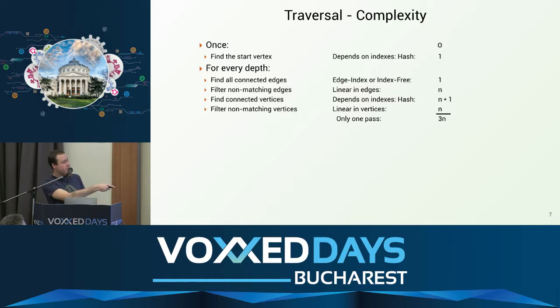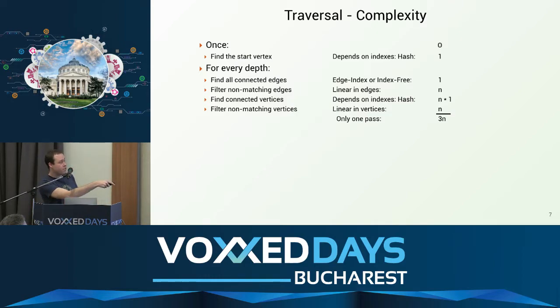You have to find the starting vertex, so the one point where you issue your traversal from. How fast you can find it depends on the index. Best case, you use a hash index for that, which has constant time lookup. If you don't have a hash index, it's simply a sorted index, so it's log n lookup time. And now comes the expensive part.